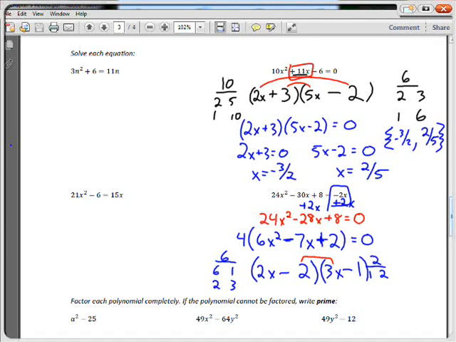2 times 3x is going to give me 6x, and 2 times 1 is 2x. That's going to give me 8x. That's not going to work, so I need to try something else. Let's try switching my 1 and 2 around. Here's my 3x. Here's 4x. 3x and 4x is 7x, so that's how it's going to factor.